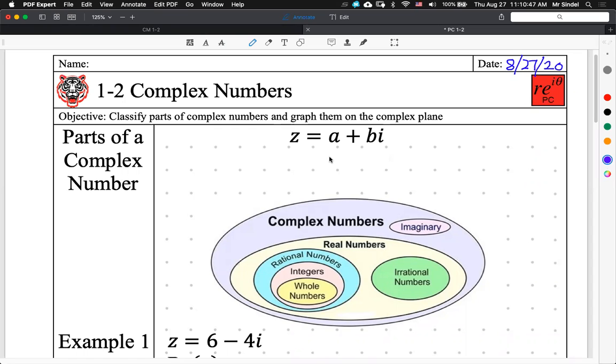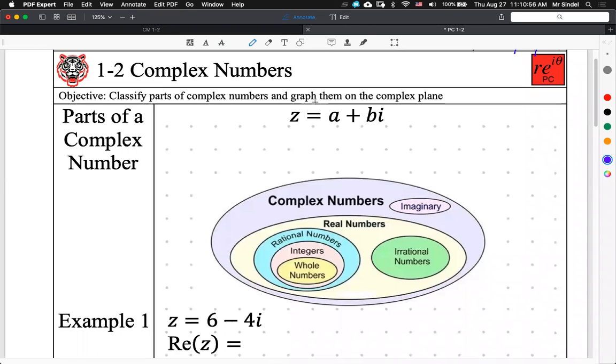Caroline, go for it. Classify parts of complex numbers and graph them on the complex plane. There it is. All right, so let's go ahead and learn about those parts, and then eventually we'll learn about the plane.